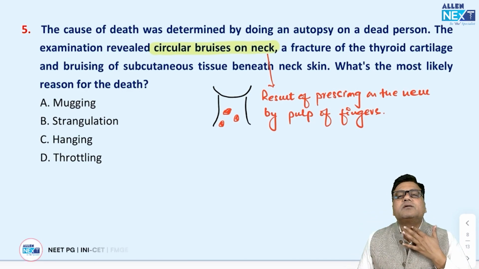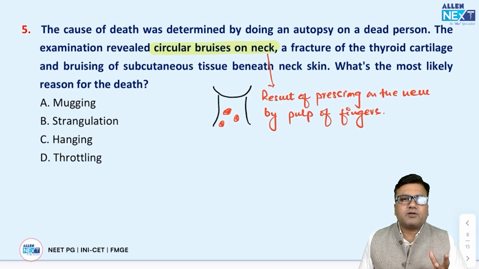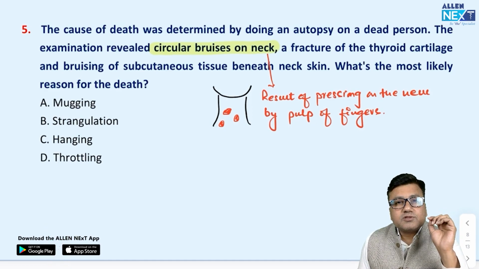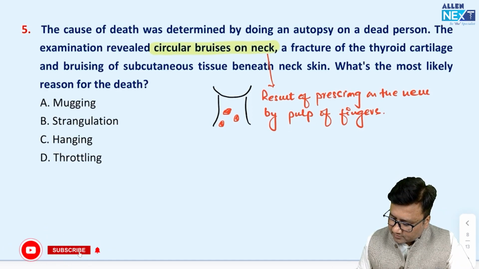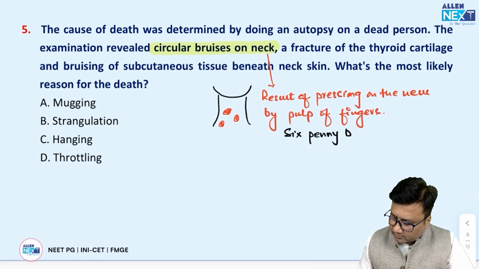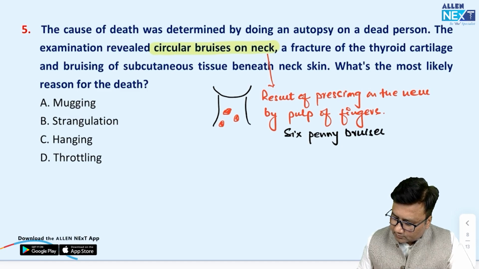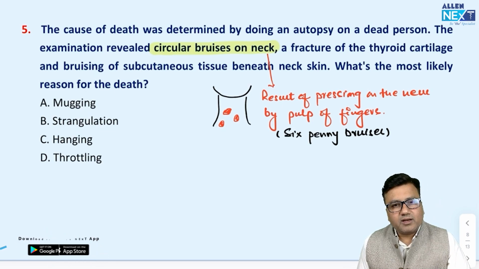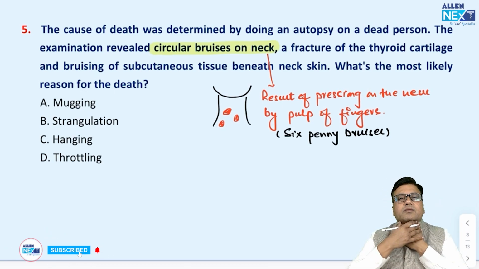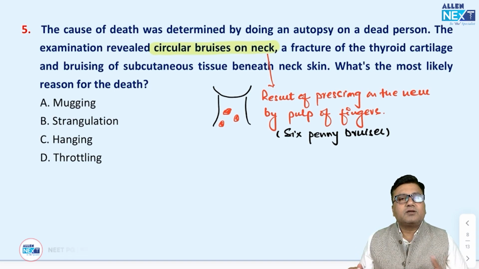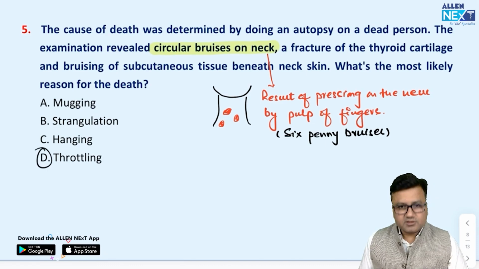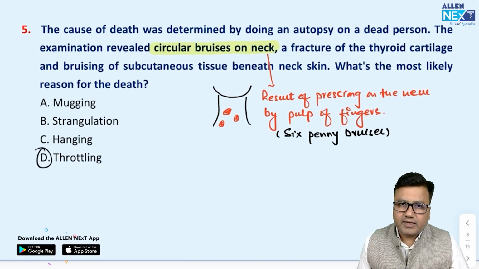fingertips are going to create circular or slightly oval to circular kind of bruises in the neck, also called as six penny bruises. Remember, these are also called as six penny bruises because they resemble the size of a 6 penny coin, right? And this procedure is called as throttling, compression of neck by bare hand. Okay, so correct answer here is simply throttling, right?